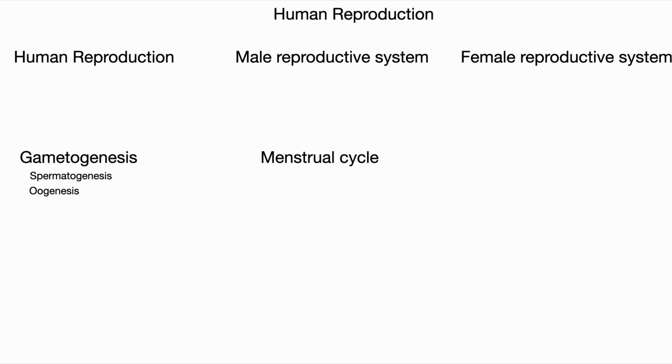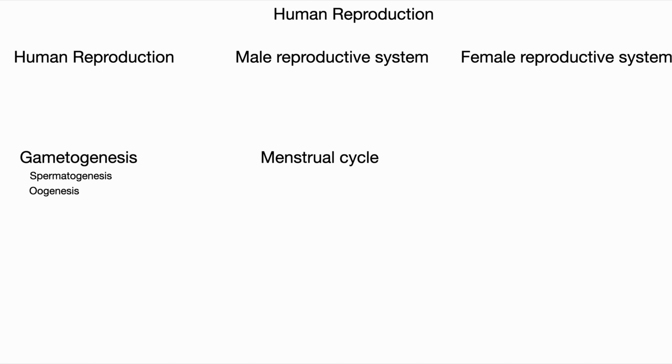Now, during the development of the Graafian follicle, it releases estrogen. This estrogen acts on the uterine lining. With the influence of estrogen, the endometrium grows again and the blood vessels proliferate again. That's why it is called the follicular phase of the menstrual cycle.